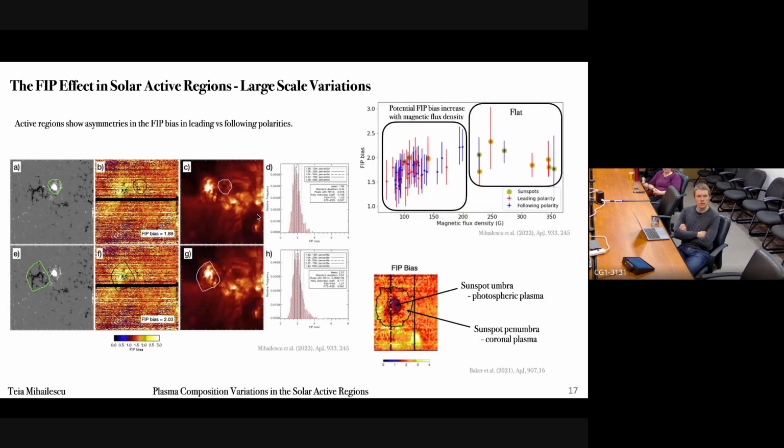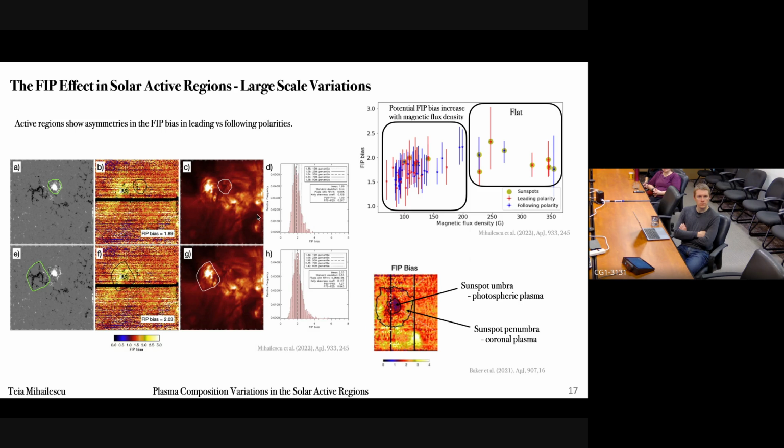Another interesting aspect was that in some of the active regions we looked at in the study, we saw an asymmetry between the FIP bias values measured in the leading and the following polarities of the active regions. And we seem to see this asymmetry in regions that have different magnetic flux densities in the leading and the following polarities.